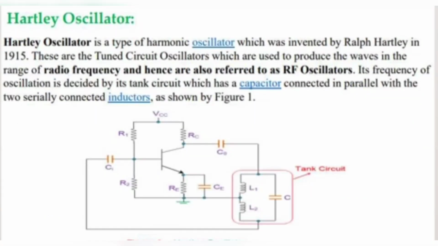The Hartley oscillator is a type of harmonic oscillator which was invented by Ralph Hartley in 1915. These are tuned circuit oscillators which are used to produce waves in the range of radio frequency, and hence are also referred to as RF oscillators. Its frequency of oscillation is decided by its tank circuit, which has a capacitor connected in parallel with two serially connected inductors, as shown in the figure.